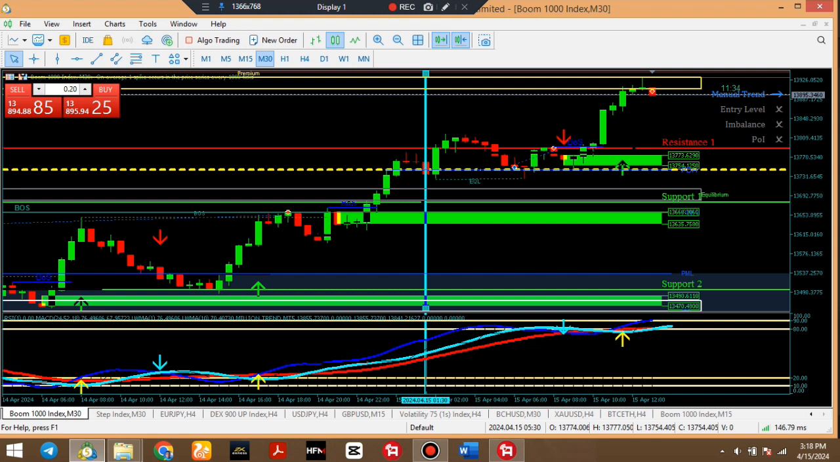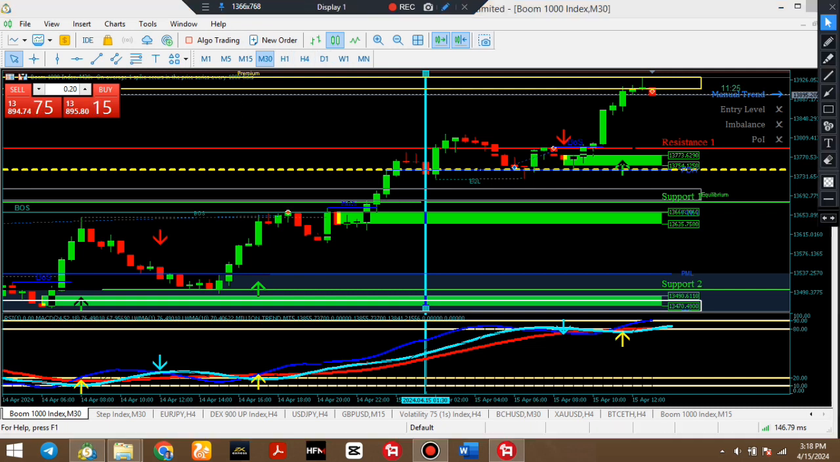So this is the 30-minute time frame. On this 30-minute time frame, I got a sell signal, so I'm going to show you right here. So this was the sell signal.